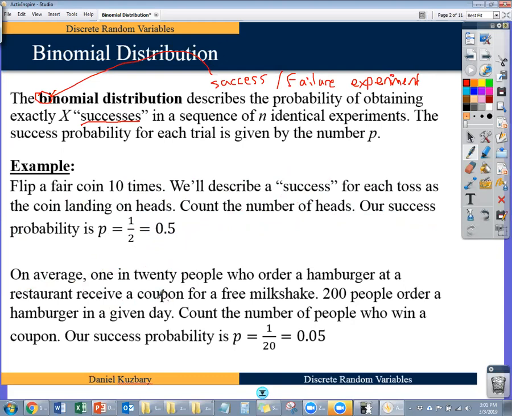Here's another one. We know on average that 1 in 20 people who order a hamburger at a restaurant are going to receive a coupon for a free milkshake. 200 people order a hamburger in a given day, and we want to count the number of people who win a coupon. Our success probability is going to be 1 out of 20, which is 0.05. So this is also a binomial experiment because we have a success, you win a milkshake. A failure is going to be you don't win a milkshake. We know your chance of success, and we also know the number of times this experiment is going to happen. Namely, 200 times because 200 people are going to order it. And each one's either going to succeed or fail, and it's completely random. So that's a binomial experiment.